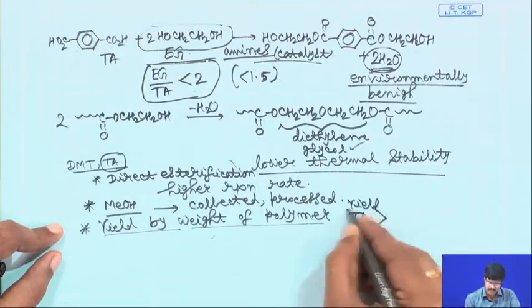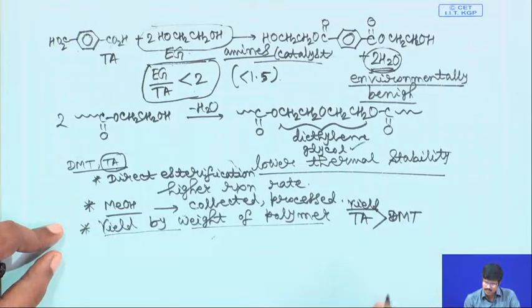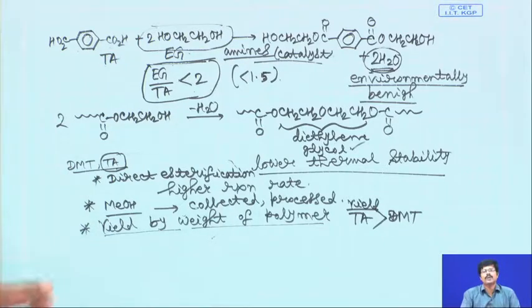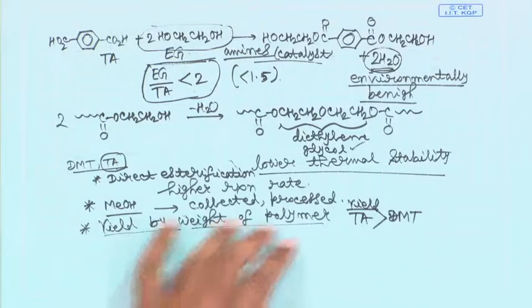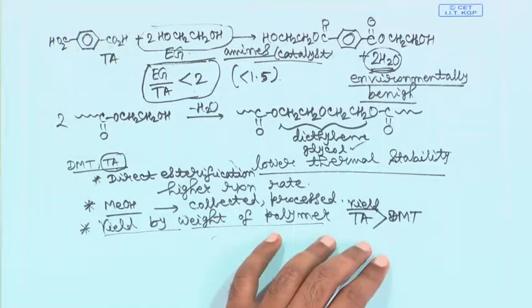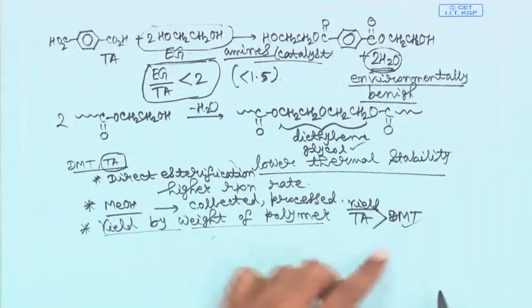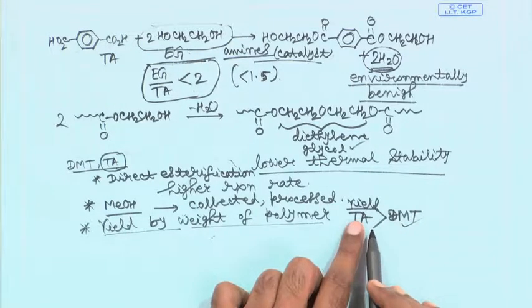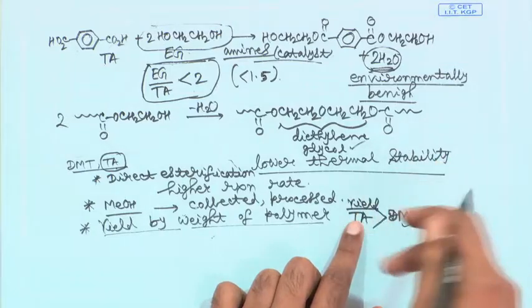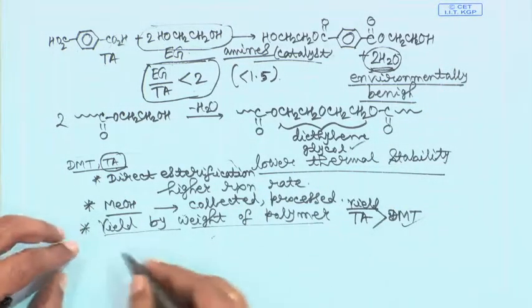For the terephthalic acid route, the yield is higher than for the DMT route. Why? Because terephthalic acid has a lower molecular weight compared to dimethyl terephthalate. So, when you are looking at the yield by weight of the polymer, it is higher for the terephthalic acid route than for the dimethyl terephthalate route. That is self explanatory, because here the starting material has higher molecular weight, here it has lower molecular weight, and you are aiming for the same molecular weight of polymer. So, the yield is higher for the terephthalic acid route.